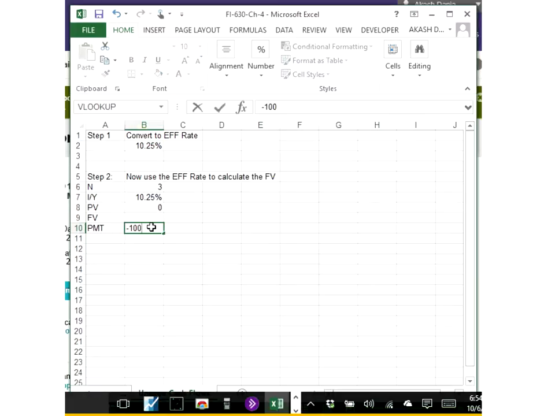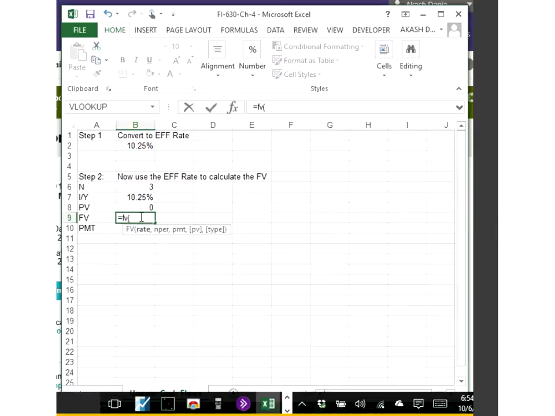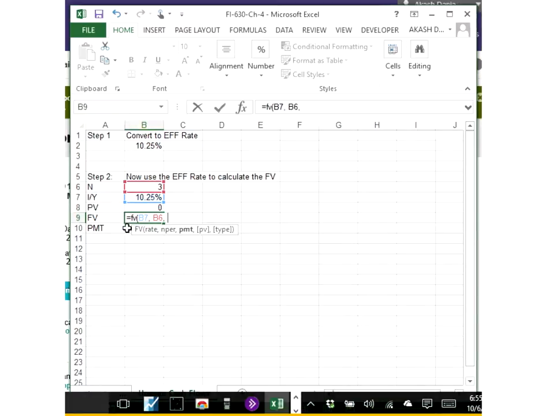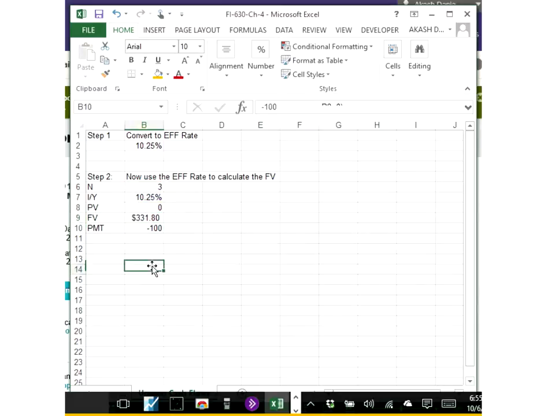Present value is 0 because you didn't start with contributing any funds. What you're doing is you're making a payment of $100 every 1 year, right? So the future value is going to be rate, number of time periods, payment, and then present value and then the type.